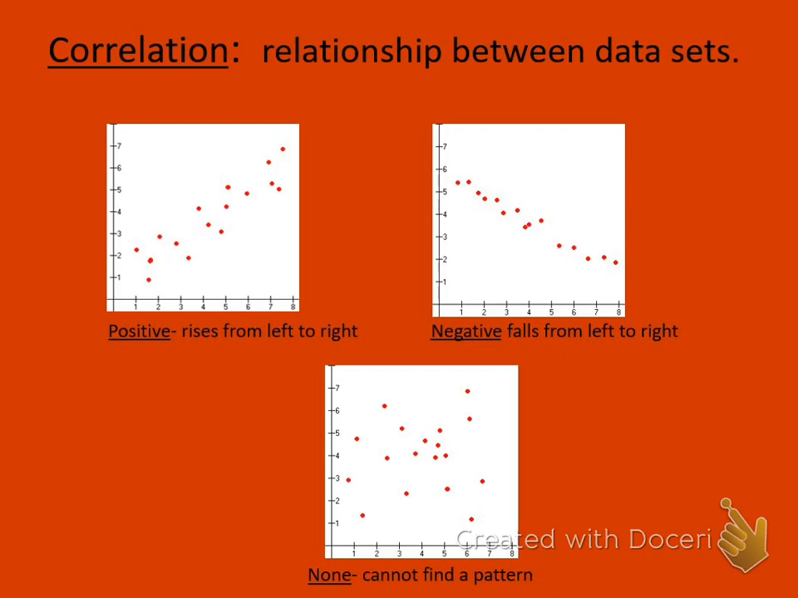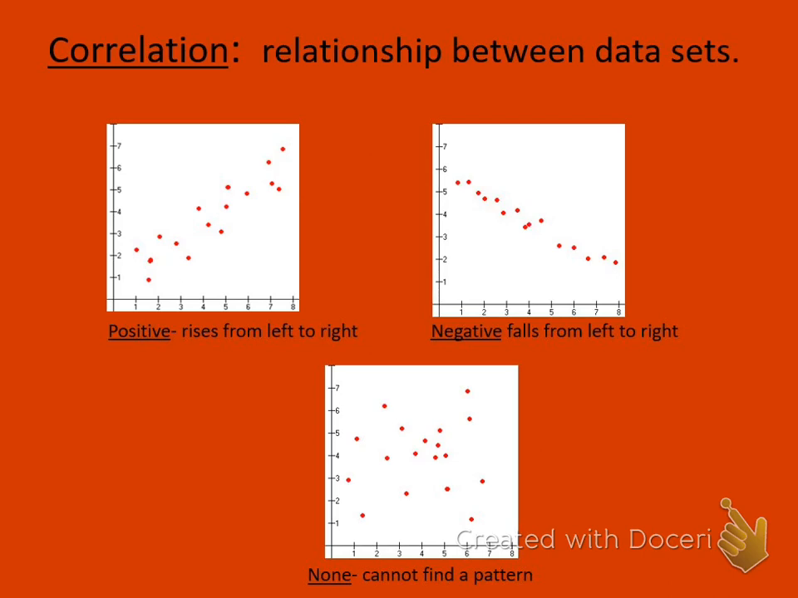This has a lot to do with slope. You remember when we learned slope and we looked at a line from left to right? If the line was rising, we called it what kind of a slope? Positive. If the line was falling from left to right, we called it negative. So look at correlation. Correlation is the relationship between data sets. So all these points on the same graph, what kind of a correlation do they have?